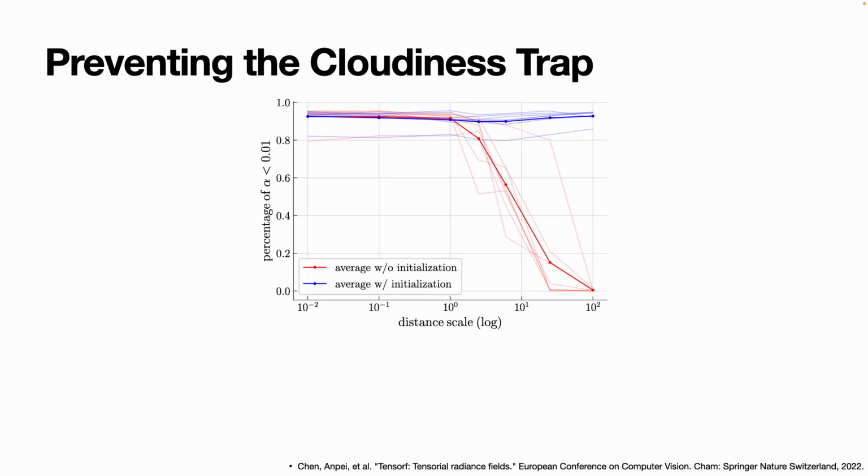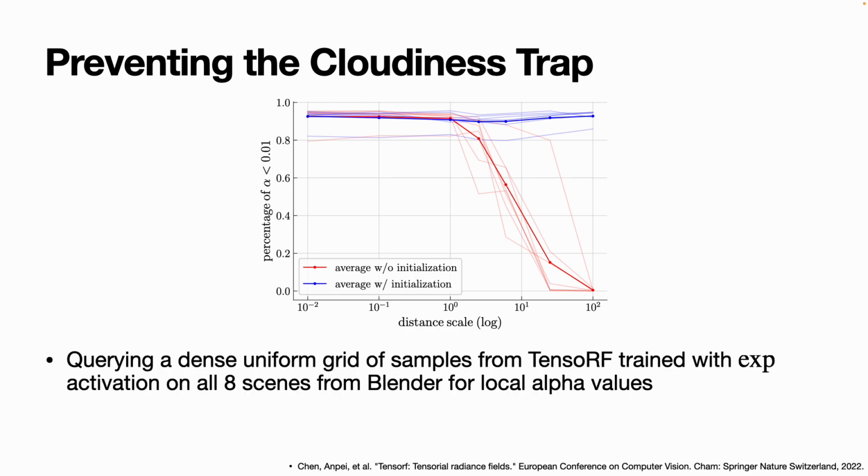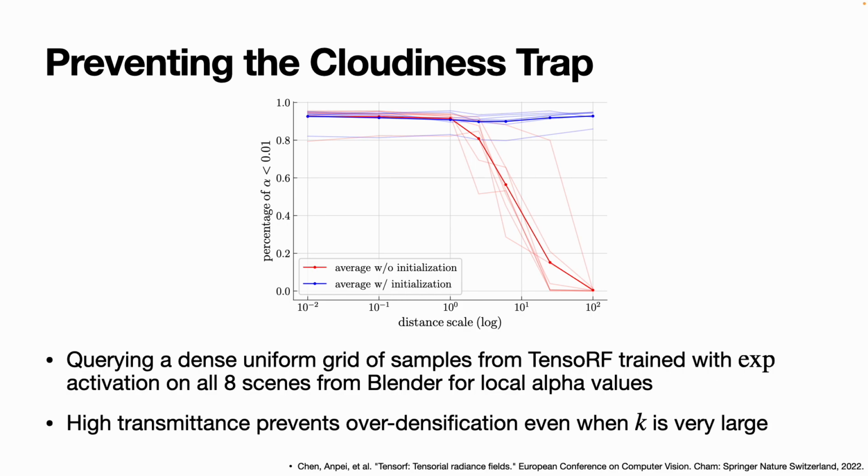We now demonstrate the efficacy of our method. We query a grid of samples for their local alpha values from TensoRF trained at various scene scales on the Blender dataset. TensoRF suffers from opaque scenes at larger values of k when no initialization is applied, as seen by the sharp reduction in transparent samples, while our offset effectively addresses this issue even at very large values of k.